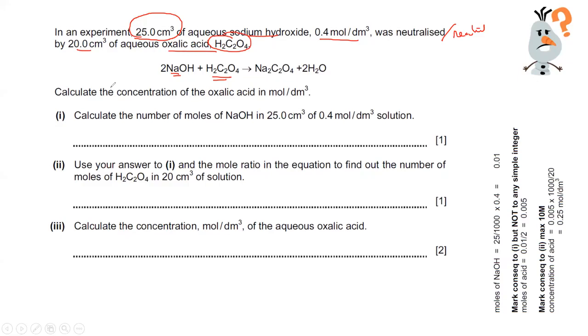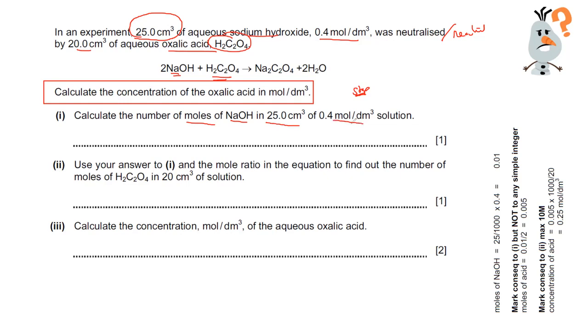We have to calculate the main objective, but you will not get this final answer directly. You have to follow the steps given in the question. Finally, we have to calculate the concentration of oxalic acid. That's the final objective, but you have to follow the steps given in the question. The first part: calculate the moles of sodium hydroxide in 25 cm cube of 0.4 mole per dm cube solution.